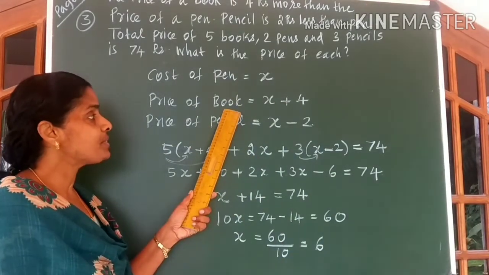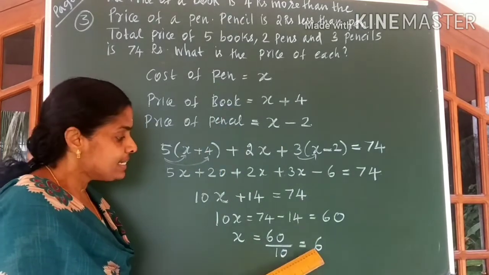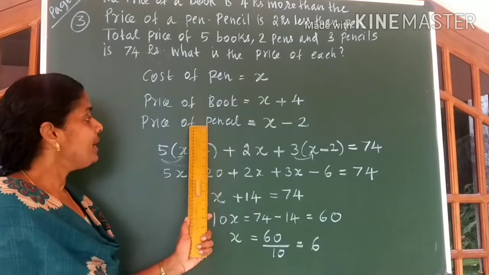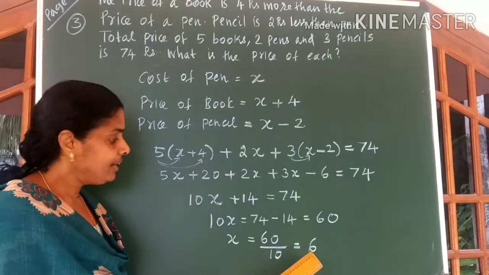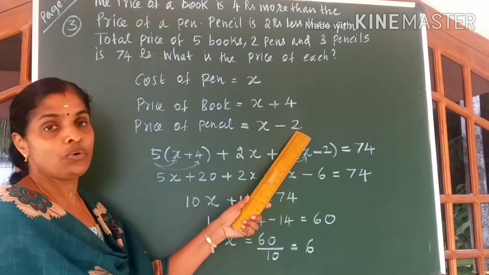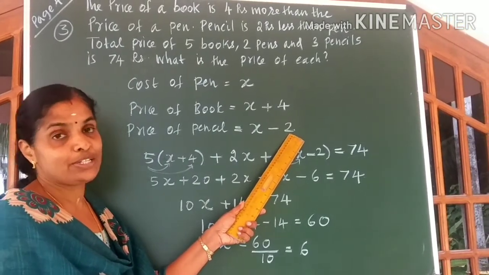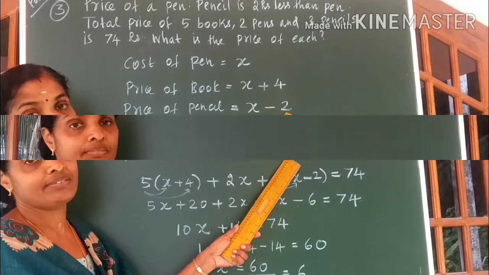What about cost of book? You get 6 plus 4, which is equal to 10. What is the cost of pencil? 6 minus 2, which is equal to 4. Is it clear? Let us do the fourth question.